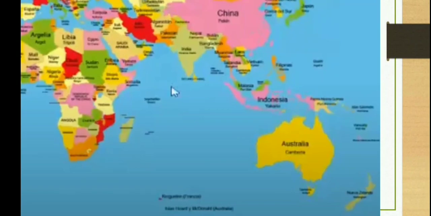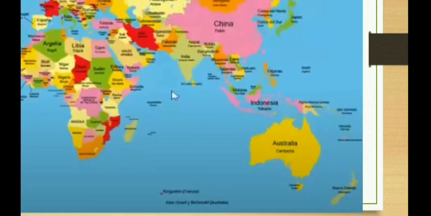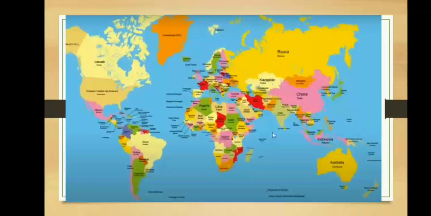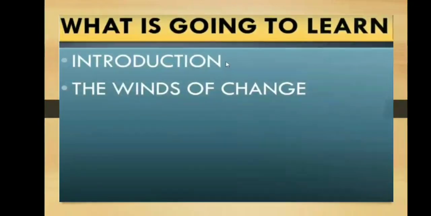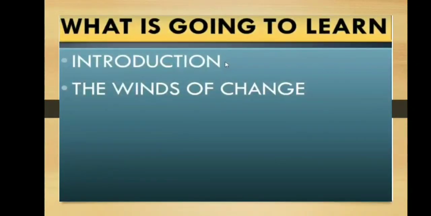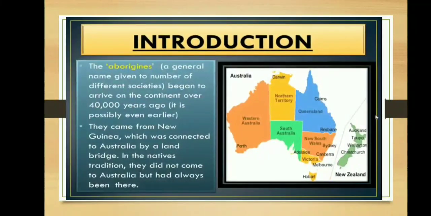So, to begin with the topic that belongs basically to Australia and the Australian people, we should discuss at first what topics are going to be dealt with by us: the introduction and the winds of change. These are the two topics related to Australia to be discussed by us. Yes, so first of all, as you can see, there is the map of Australia.